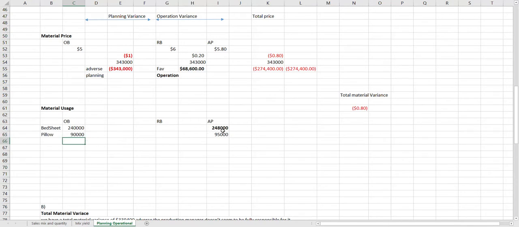But remember, they are just quantities. They have not yet been converted to value. If you look at the bed sheets, we have used 8,000 more, so it would seem like adverse. And here we have used 5,000 more. It would also seem like adverse. So the performance of the operational staff would not be fair.